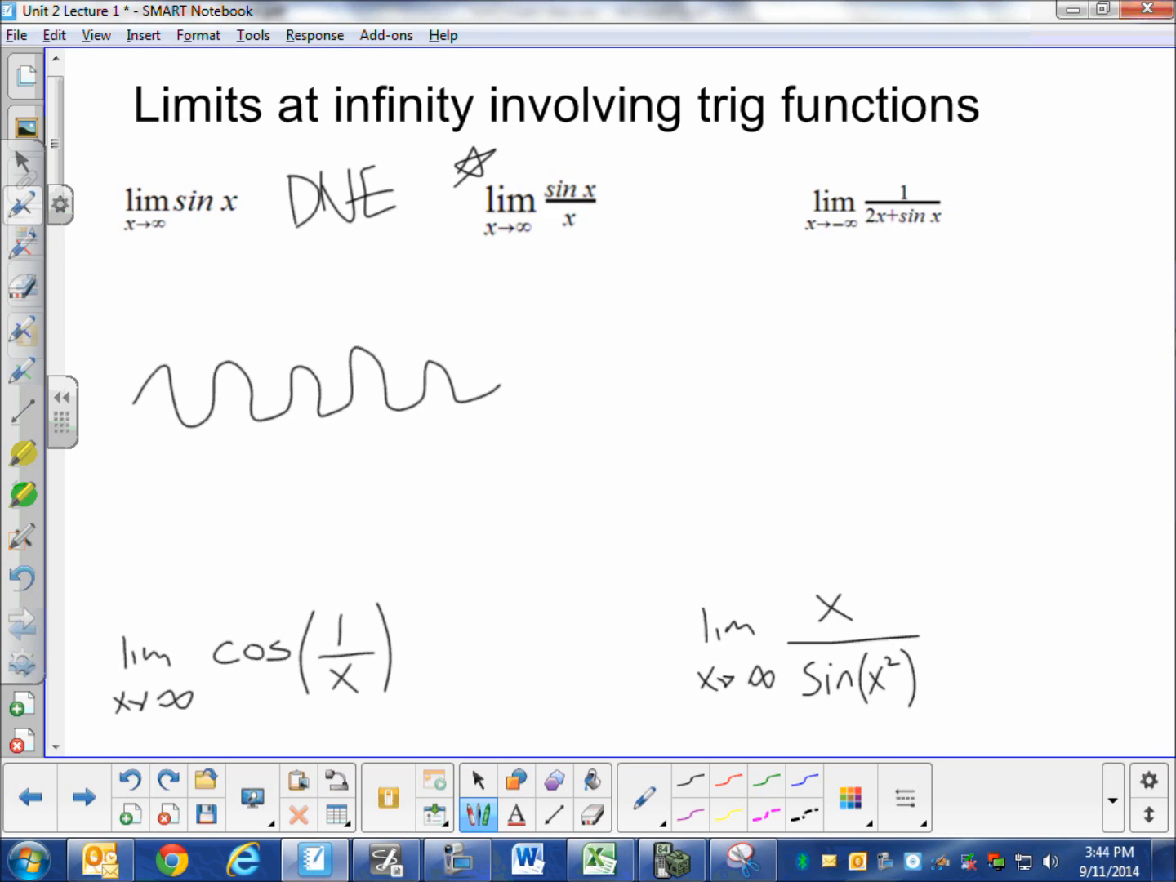What is that limit as x approaches infinity? Think, Ms. Carr. Give me the answer.